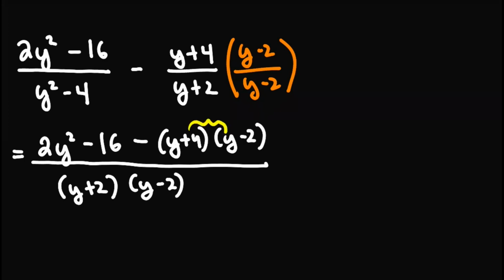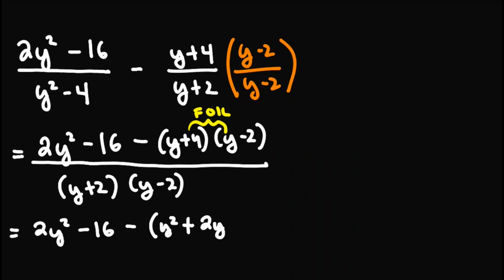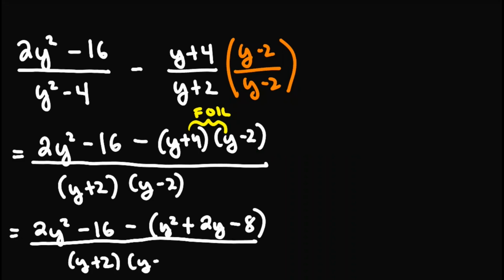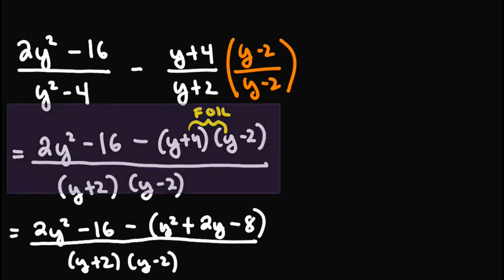Simplifying, we apply FOIL here. So this one becomes 2y squared minus 16 minus, using FOIL, you can verify that this inside is y squared plus 2y minus 8. And then the denominator will have y plus 2 times y minus 2. So let's erase this one to save some space.